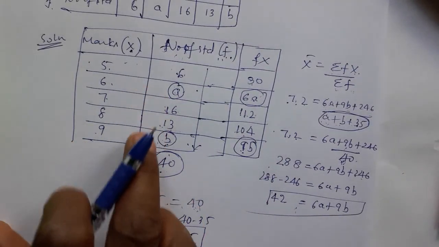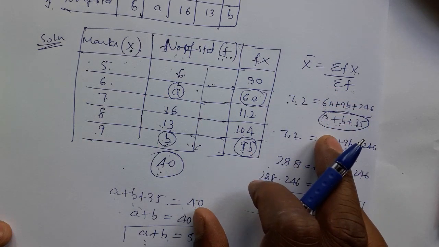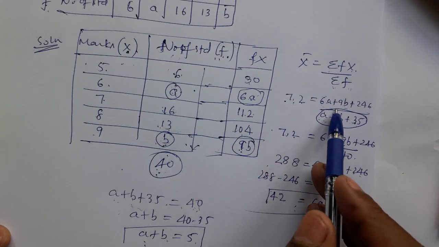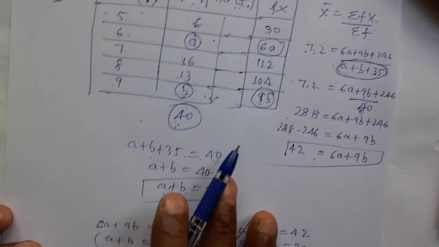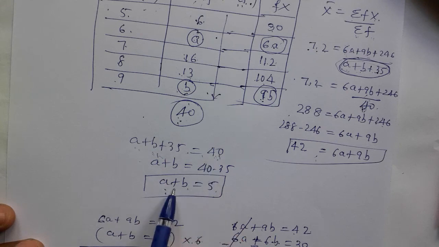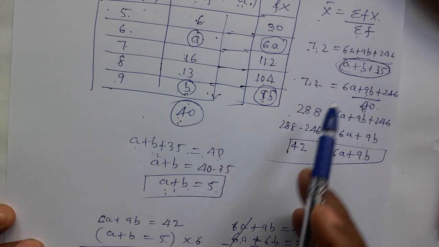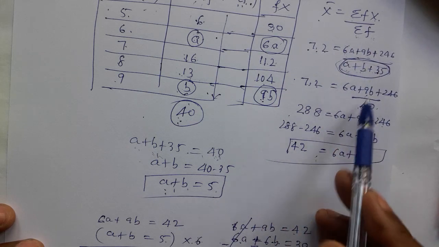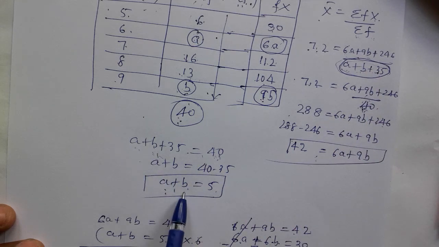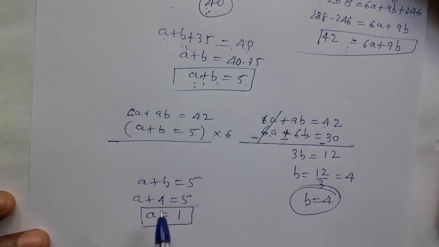If two frequencies are unknown, don't worry, first go for the formula and substitute everything in that formula. In case one more hint is given, that the total number of frequencies is directly equal to 40, that can make one more equation. So there are two equations. One equation we get from the formula by substitution. The other is the sigma f, a plus b plus 35, which is also equal to 40, given directly in the question. These two equations we solve by the elimination method and get the a and b values.